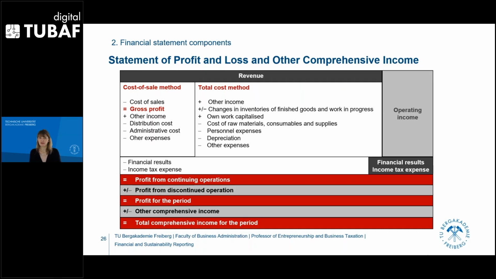And when we have the possibility to choose between the cost of sale method or the total cost method, when we disclose the operating income as part of the profit and loss statement, then we have to disclose separately the results from the financials, for example the interests we receive or have to pay, and we have to disclose separately the income taxes. And the OCI, as you also can see here on the slide, is disclosed, the last item, separately.